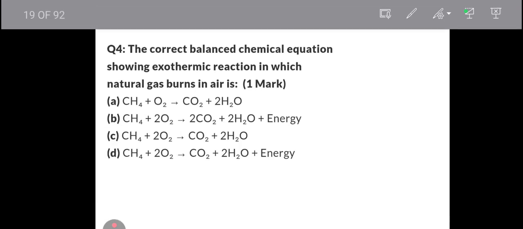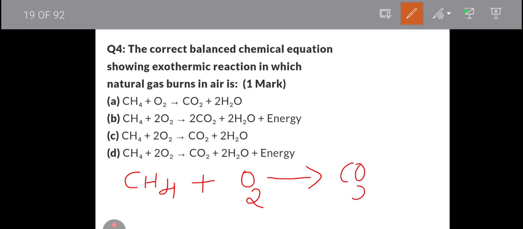The correct balanced chemical equation showing the exothermic reaction in which natural gas is burnt in air. Natural gas means it is methane, CH4. Methane is called the natural gas. Natural gas burnt in air means it will be reacting with oxygen. Whenever carbon and hydrogen compounds are heated, the main products that we will be getting are carbon dioxide plus water. Along with that, it is exothermic, as mentioned, so heat or any form of energy will also be released. Now you have to balance this chemical equation.